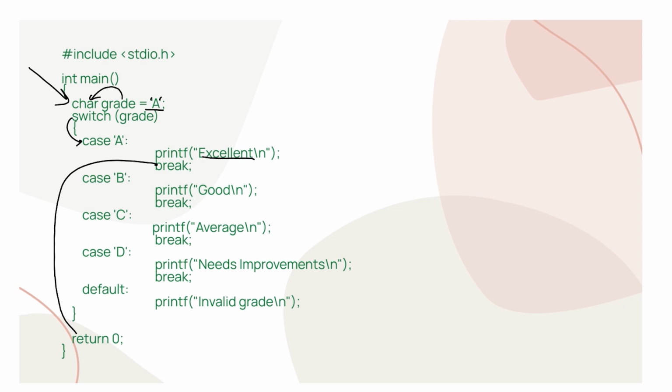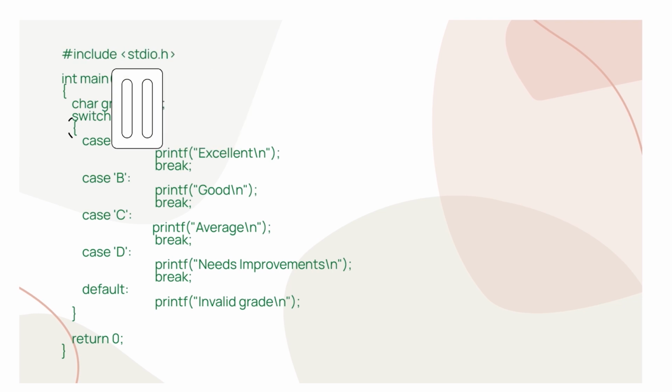Likewise, if you write any value which is not matching any of the cases, let's say F, then in that case default will be executed and it will say invalid grade and jump out of the switch case. So switch case is very easy and simple to handle, and you can keep on adding multiple cases in your existing switch case block, which makes your code pretty easy and readable.